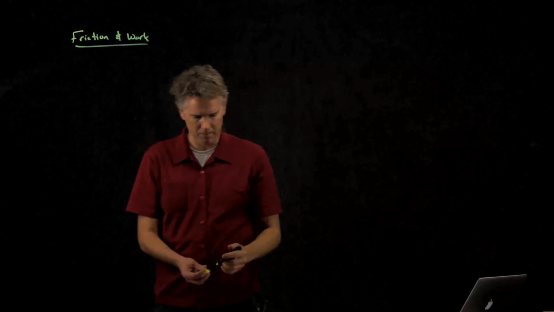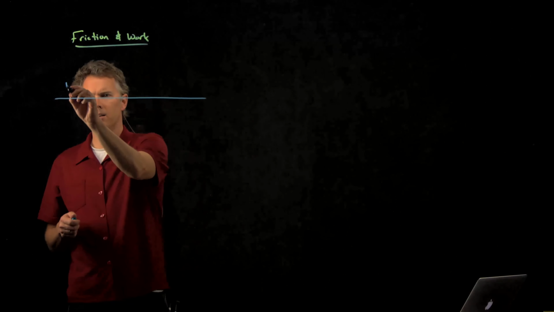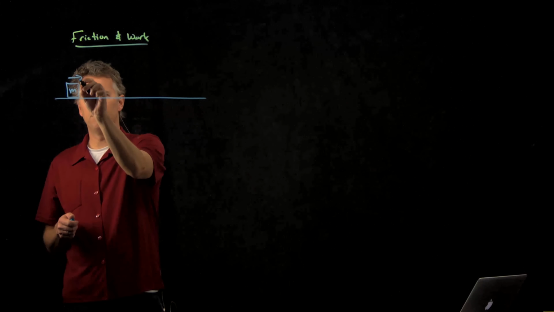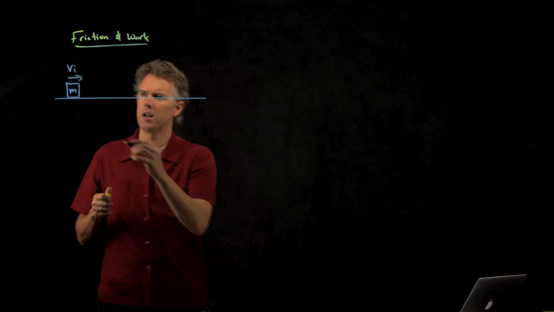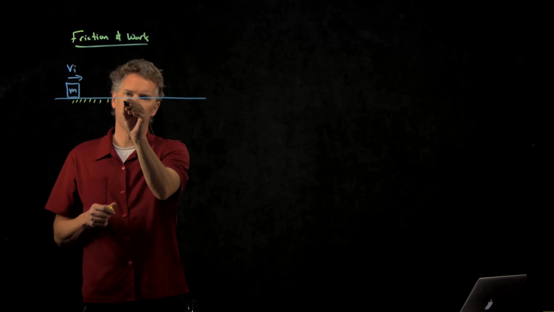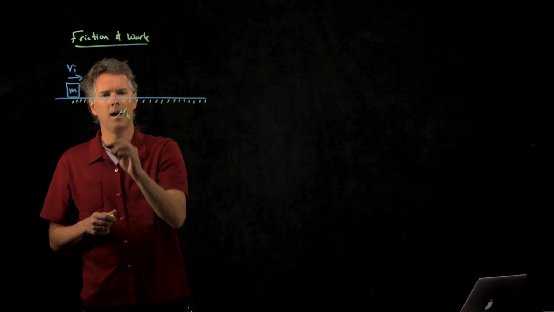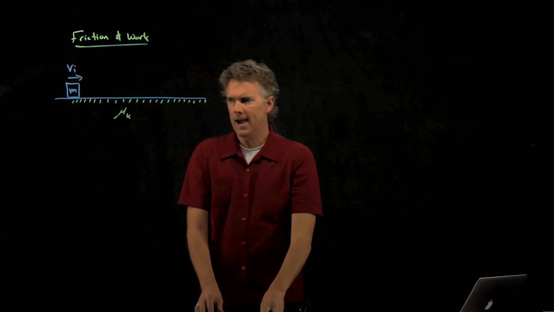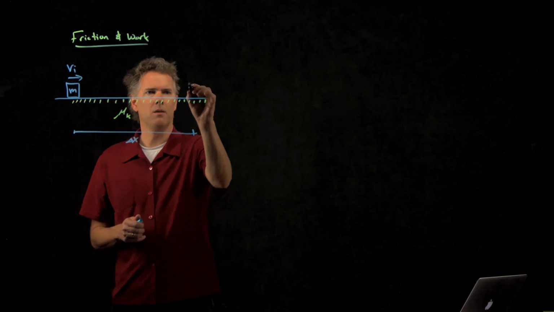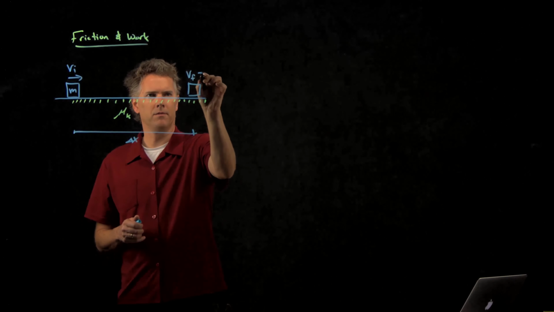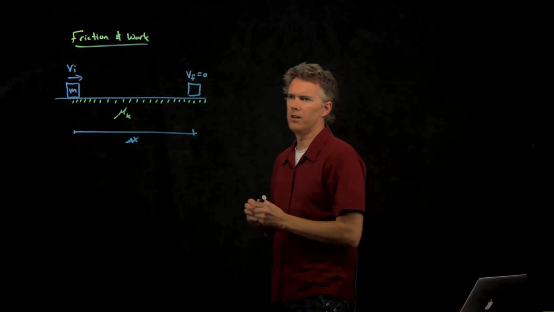So let's try the following experiment. Let's say that we have a box sliding along, mass m, moving at vi, and now there is going to be some friction here between the box and the surface, and we'll give it a value of mu k. After some distance, delta x, the box comes to rest. Okay, push this box along the ground, it's going to slide along, and eventually it's going to come to rest.